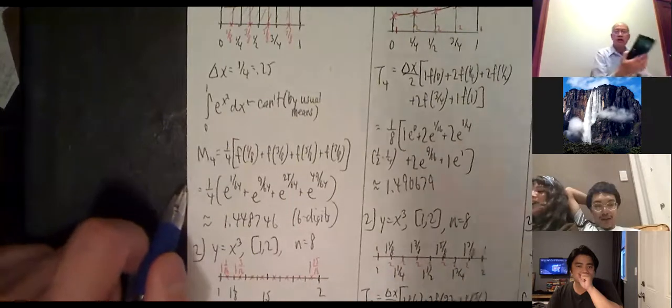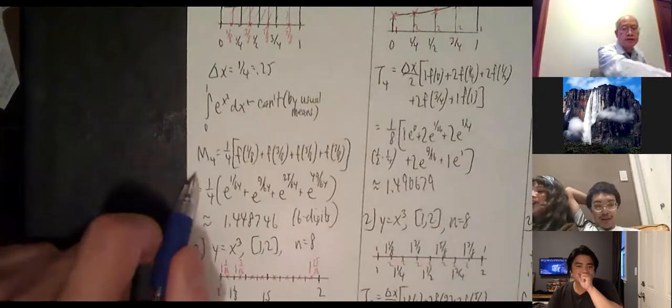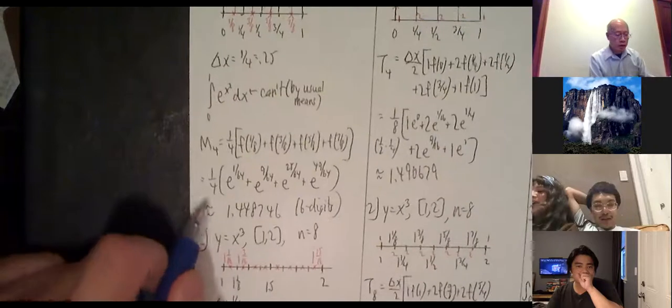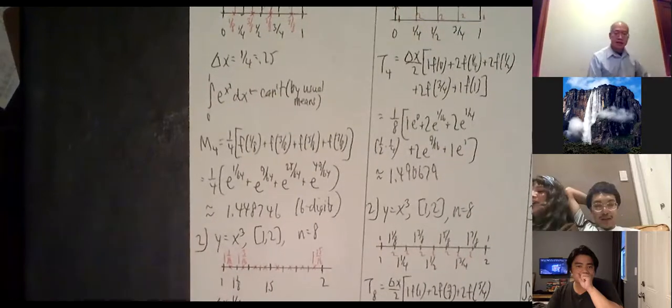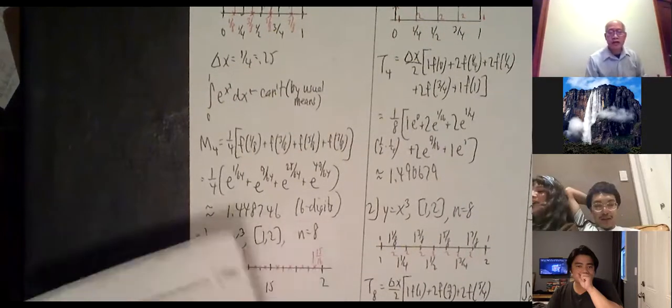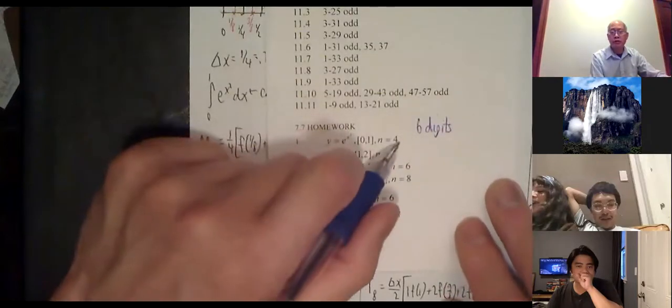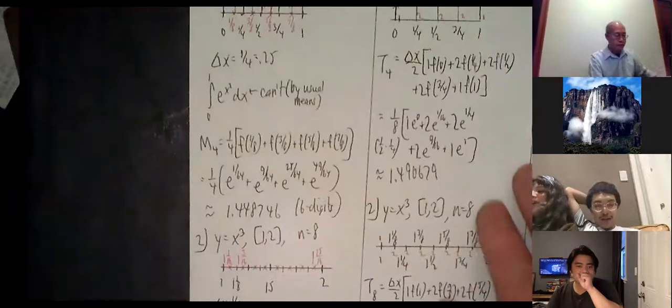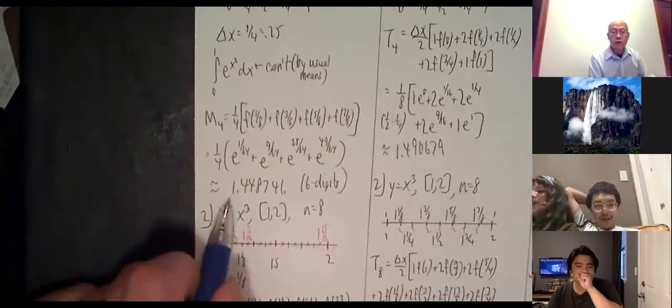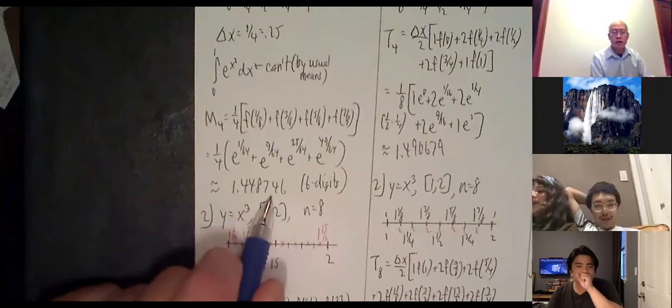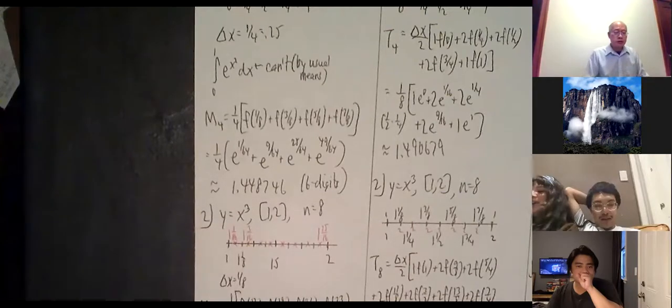Now you just punch all of that in your calculator, and I'll save time and just tell you what you get. We're supposed to round to 6 digits. That was the directions in the actual text. I didn't put it here, but let's go ahead and say 6 digits. Round to 6 digits to the right of the decimal point, because that's what they did for the regular 7.7 homework. So 1.448746 was the approximation.